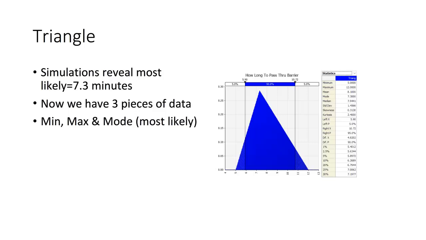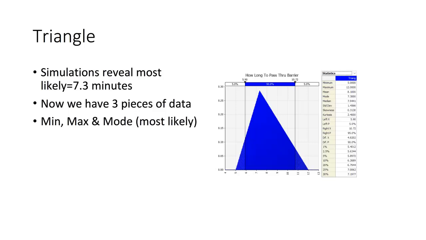The triangle distribution is another commonly used distribution, and it has a slight improvement over the uniform distribution because it's based on a little bit more information. So imagine that you have done some simulations for barges moving through the barrier, and the simulations reveal that the most likely value is 7.3 minutes. Now, the most likely is not the mean, it's the mode. It's the value that happens most often, or that is most likely to happen. But now we have three pieces of data. We have the minimum, which is 5, the maximum, which is 12, and a mode, which is 7.3.